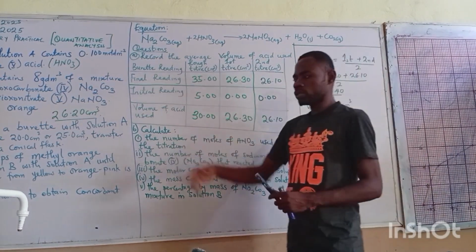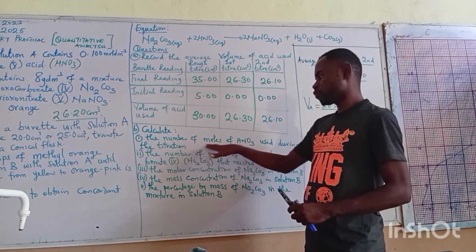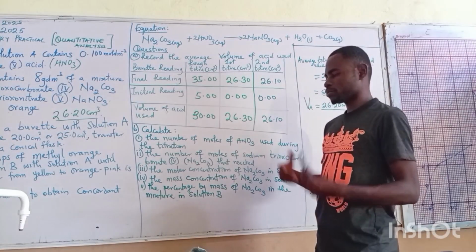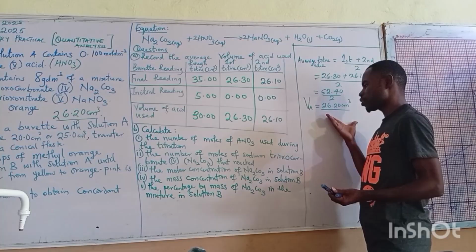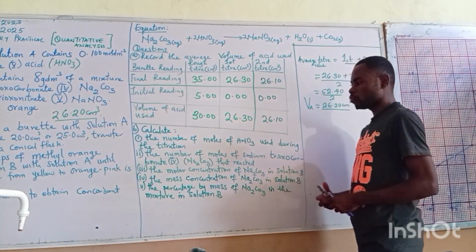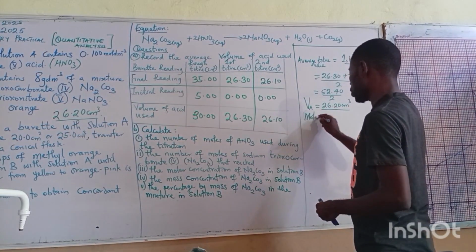Now, the questions underneath. The first question underneath says, calculate the number of moles of HNO3 used during the titration. You don't need to struggle. You have known my volume in centimeter cube. I will convert it to decimeter cube. That's number 1 thing. And number 2, we need to recall the formula.